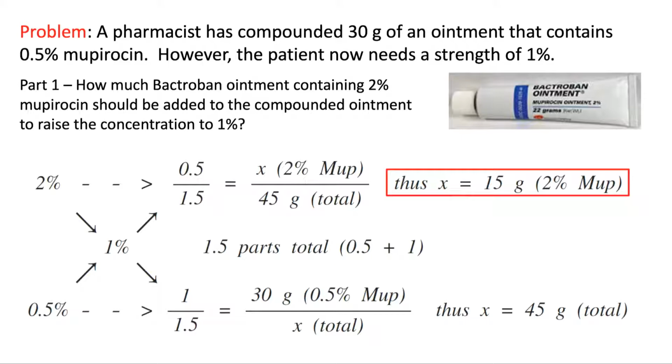And that answers the question about how much Bactroban 2% ointment needs to be added to the 30 grams of the 0.5%. When I squish all that together, I get 45 grams total. And again, that would have a total concentration of 1%. And that answers this question.